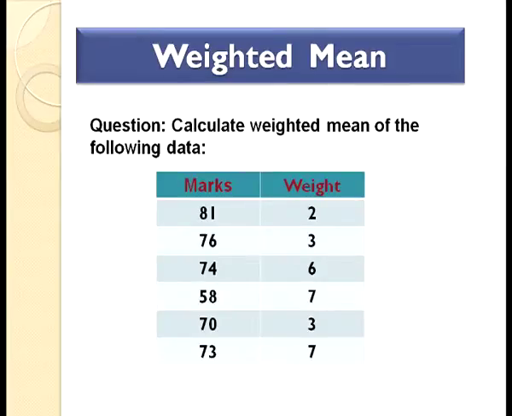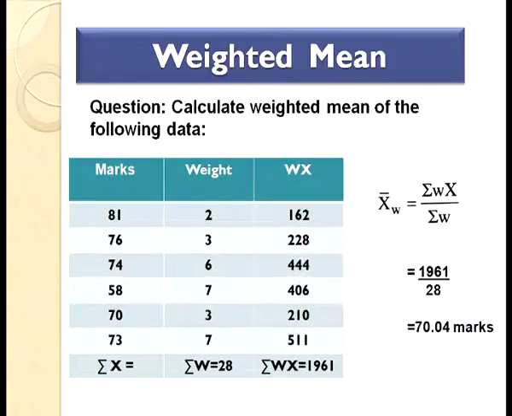Now, let's take an example to compute weighted mean. In this particular question, as you can see, it is given: calculate weighted mean of the following data. Marks and their weights have been given. So, let us see how we are going to solve it. Now, here we are going to make one more column of Wx. We will multiply these weights with the respective marks. Marks are the x variables. So, Wx will be the next column.